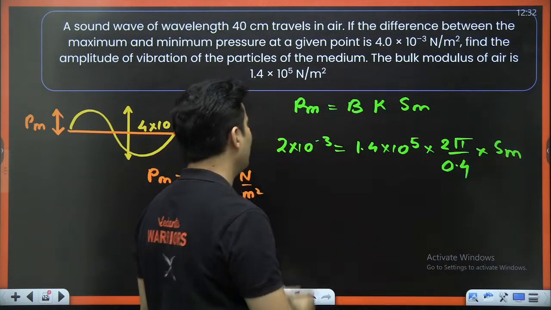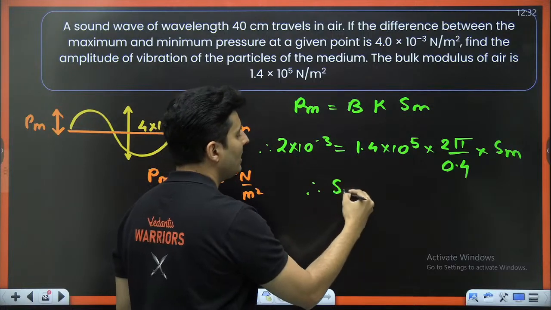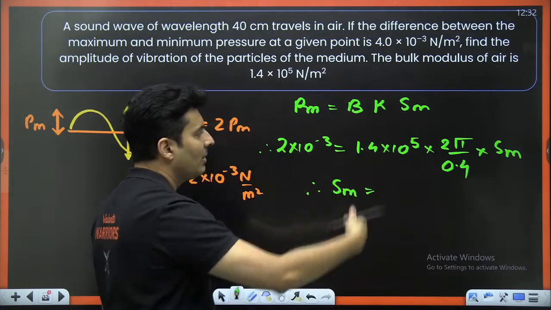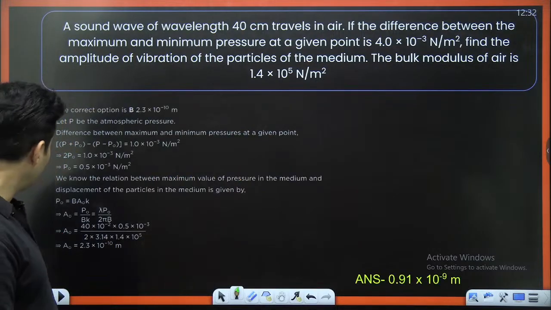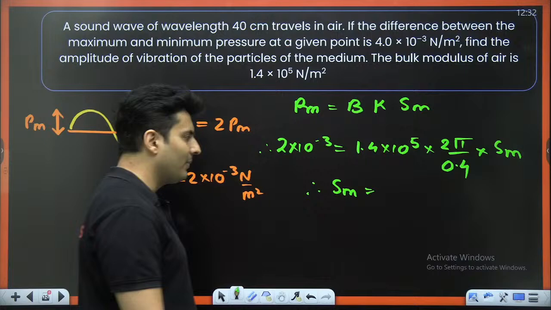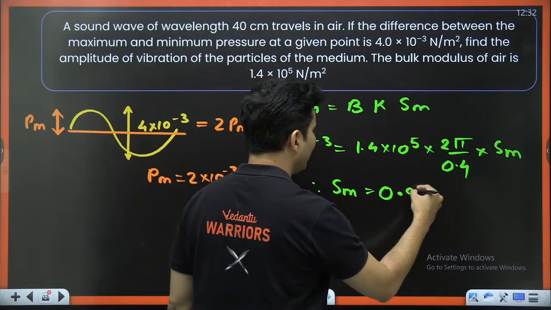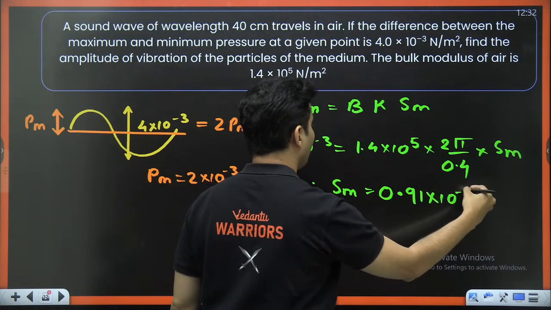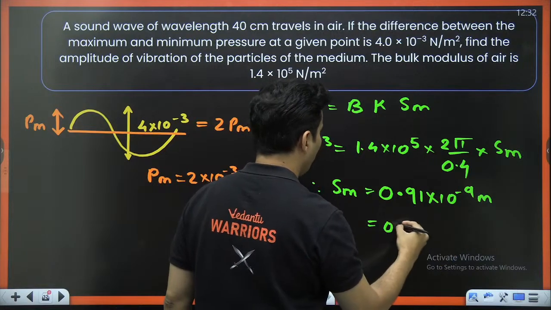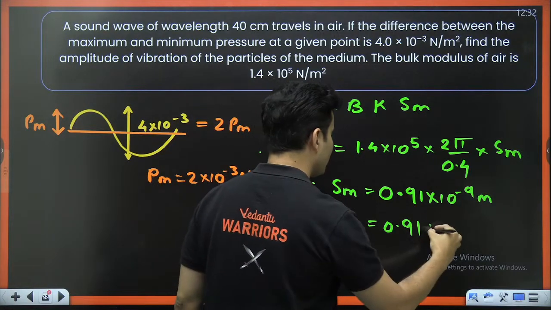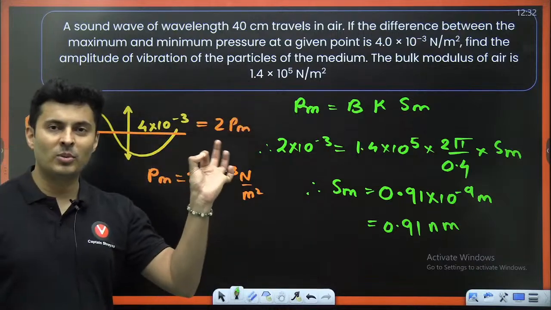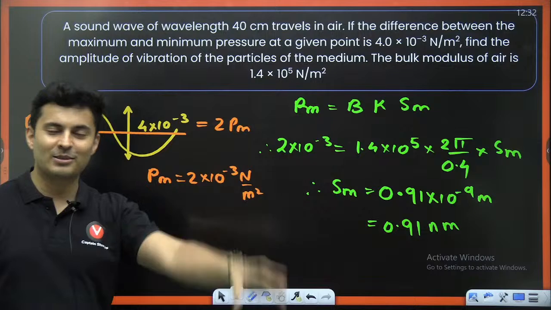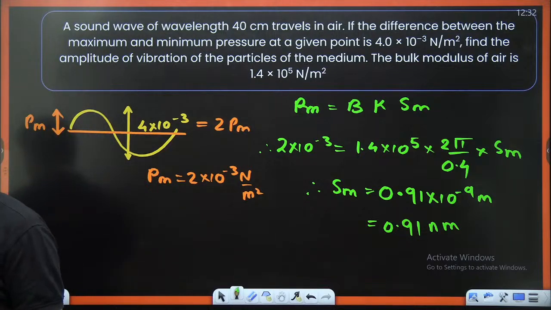That's it. Everything you know, you have substituted. Only one unknown, which is SM. Multiply, divide, and you will get the answer close to 0.91 into 10 to the power minus 9. That's very, very small. So close to 0.91 into 10 to the power minus 9 meter, or 0.91 nanometers. That's how small the displacements are when sound travels through a medium. Don't expect it to be in meters or even in centimeters.